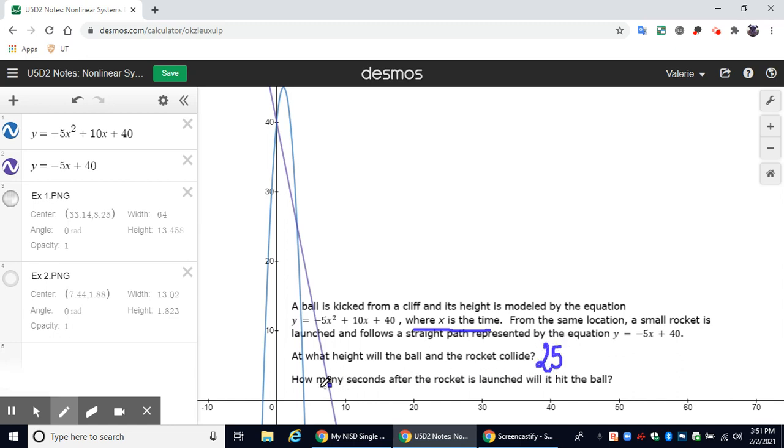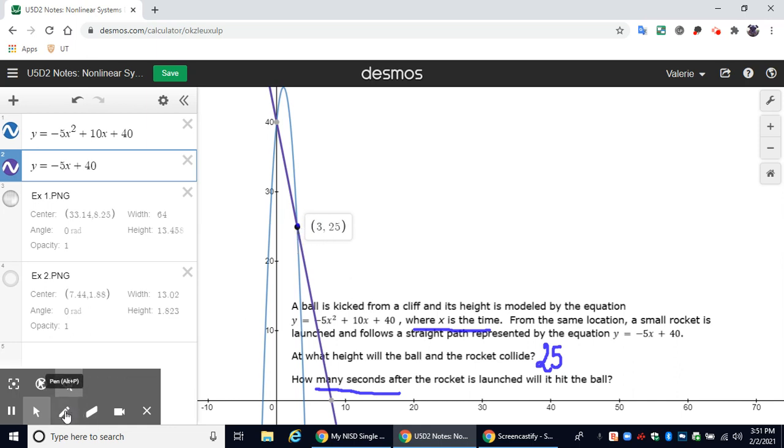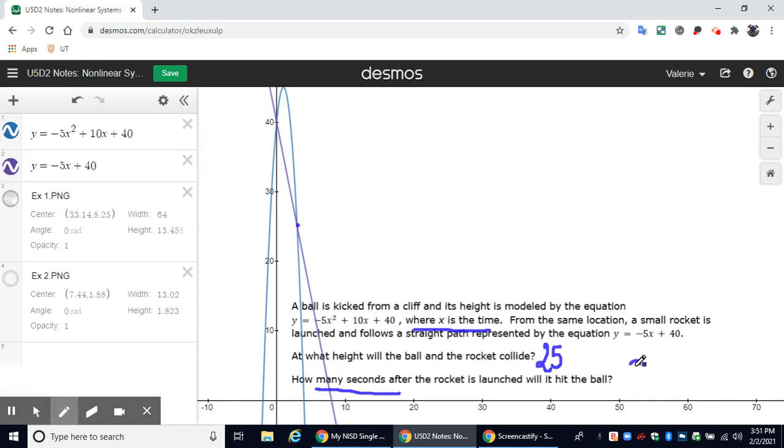And then the second question says, how many seconds after the rocket is launched is it going to hit the ball? So remember, we said that seconds is going to be represented by the x value. And the x value for that point of intersection is going to be 3.